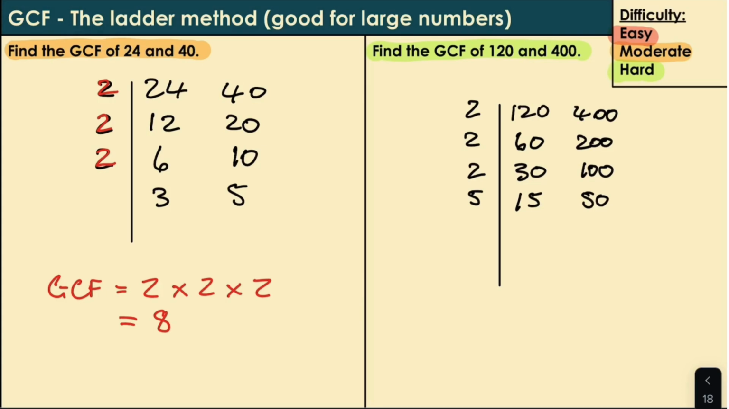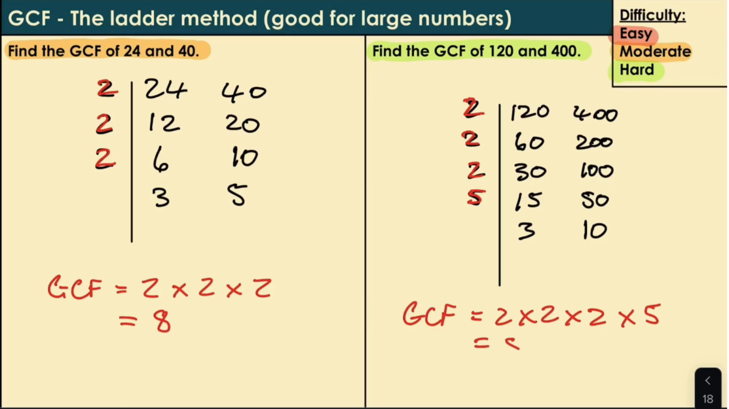5 is the common prime factor. 15 divided by 5 is 3. 50 divided by 5 is 10. 3 and 10, do they have a common prime factor? No. So this process is over. We now have our common prime factors down the side. And we will multiply those together to get the greatest common factor. So 2 times 2 times 2 is 8, and we still have to multiply by 5, and 8 multiplied by 5 is 40. There is our greatest common factor.